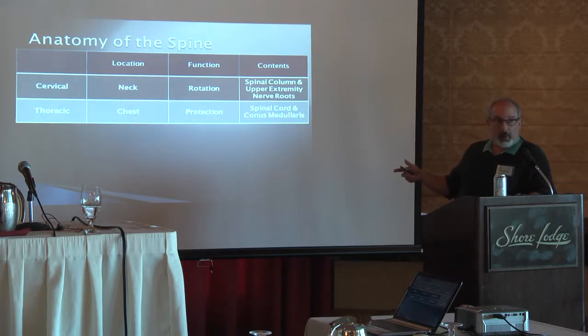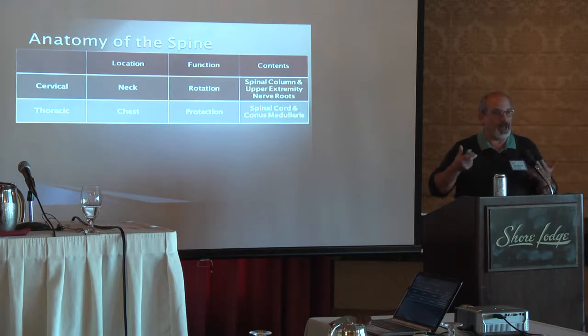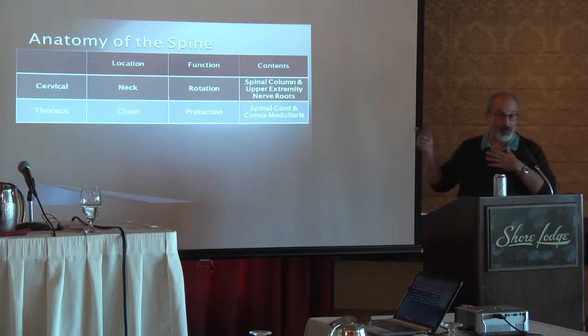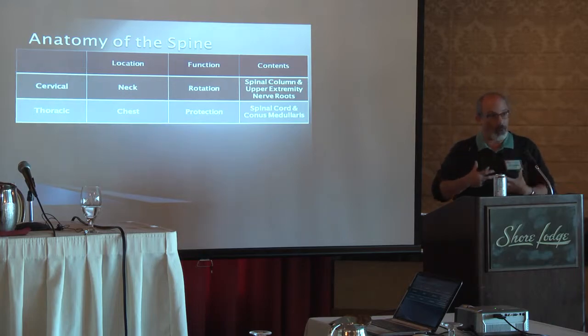The thoracic spine is the chest, T1 through T12, and guess what? There are 12 ribs. So each one of these vertebrae has a rib articulating from the spine and coming around and making a cylinder, your ribs, protecting all of your organs in your chest.